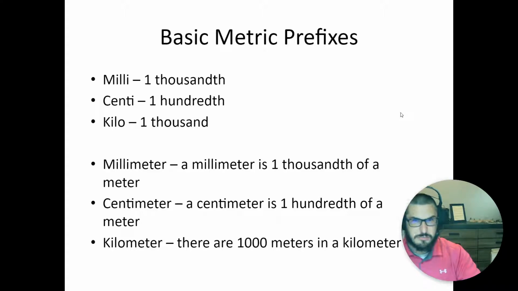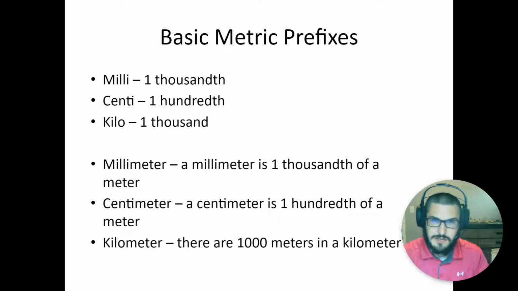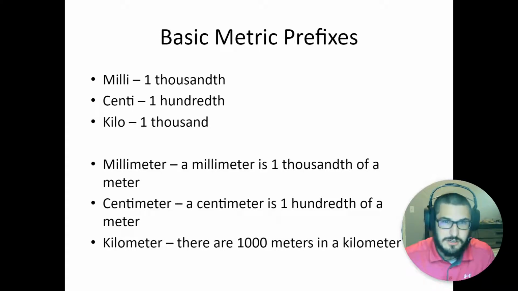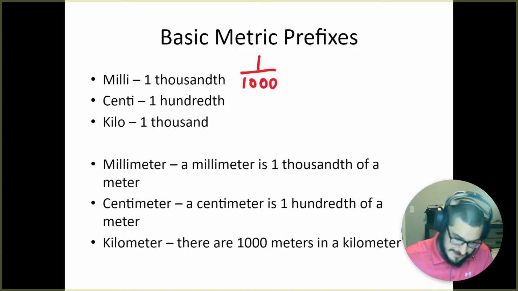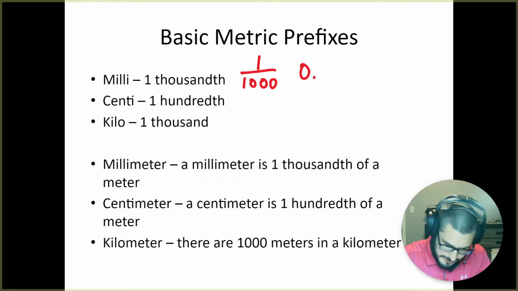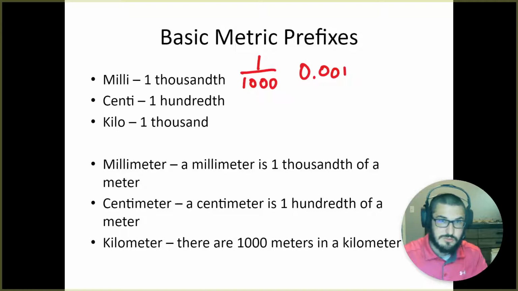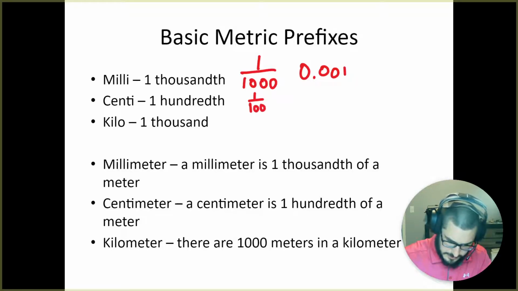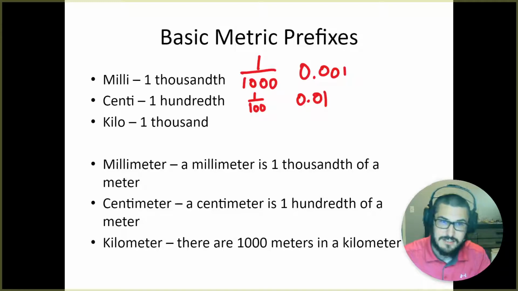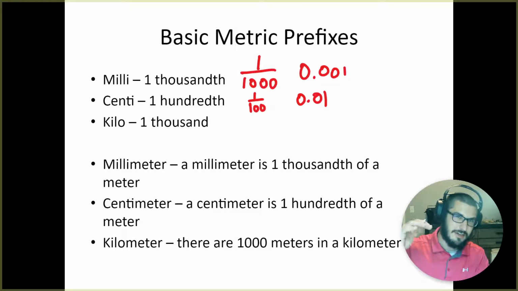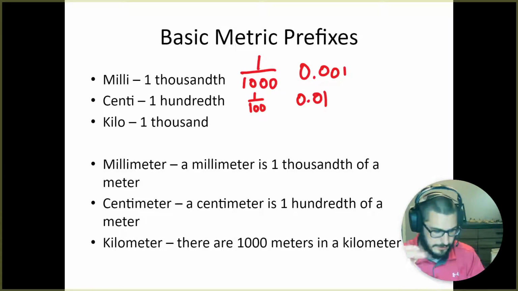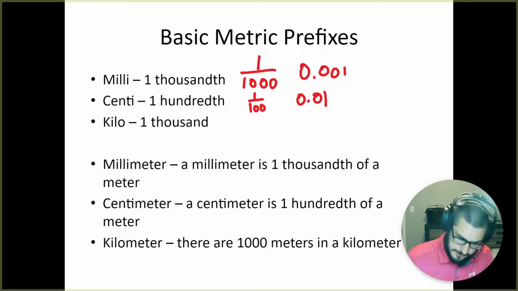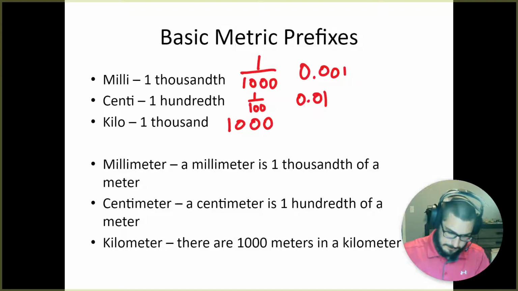So the basic prefixes that we use to make easier numbers are going to be milli, which is 1/1000th, or 0.001. Centi, which is 1/100th, or 0.01. And kilo, which is 1,000, in contrast to the thousandth with a th. You'll have remembered this if you watched the placeholder one. So this would be 1,000 of something.